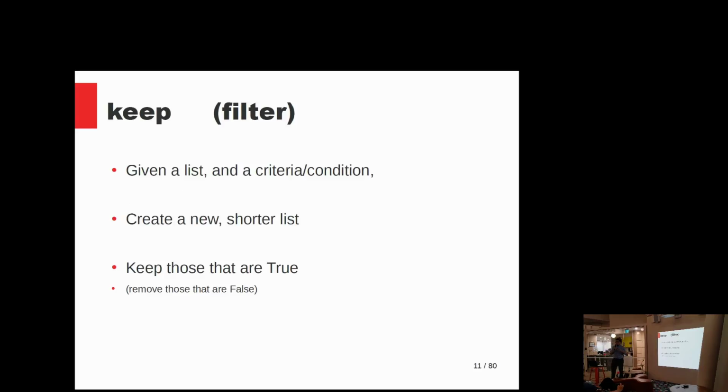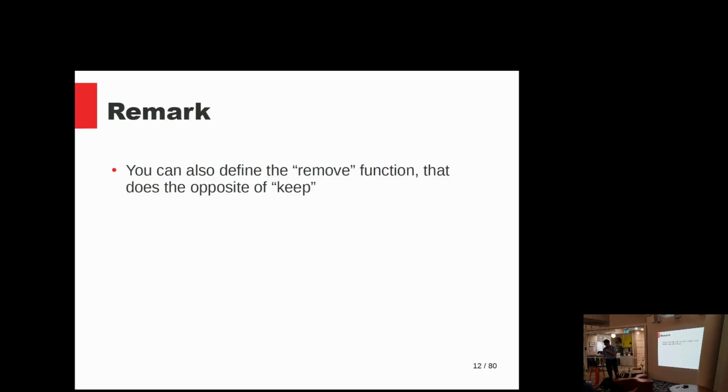So, given a list and a condition or criteria, you can create a shorter list such that you keep those that are true and you remove those that are false. Granted, in Python, you can already do this in pandas. You can already do this using list comprehension. So you can already do it in Python. I just want to highlight to you the existence of this thing, and I'll combine it with the other concepts in order to solve problems later. You can also define the remove function that does the exact opposite of the keep function. So far, so good?